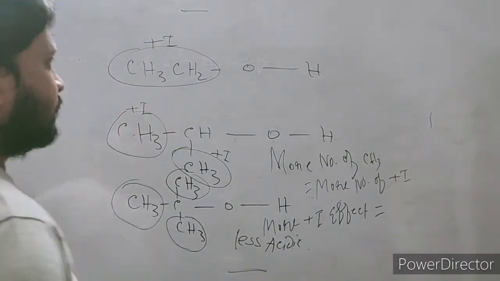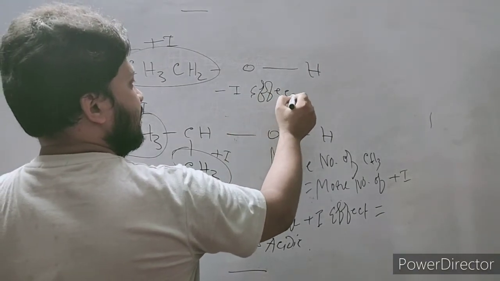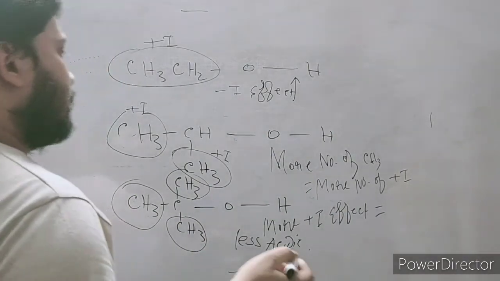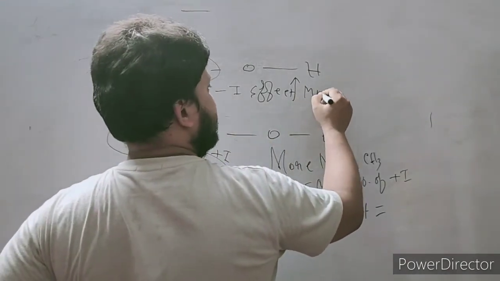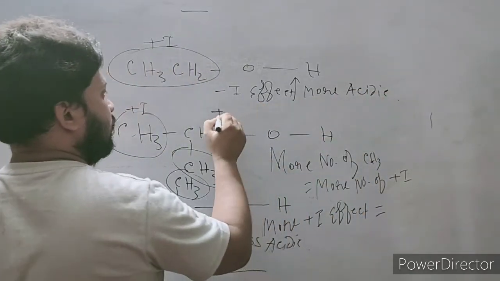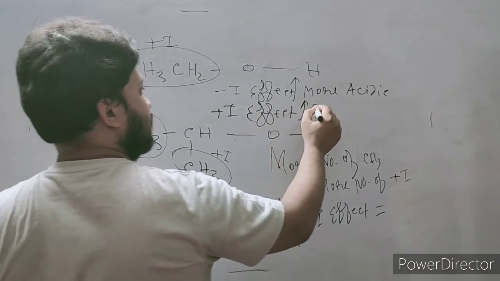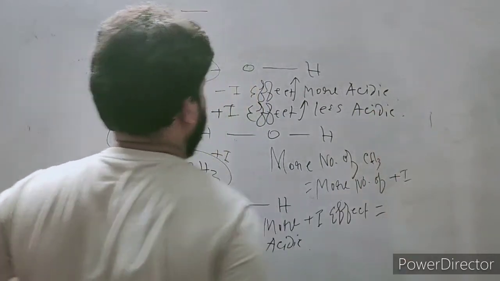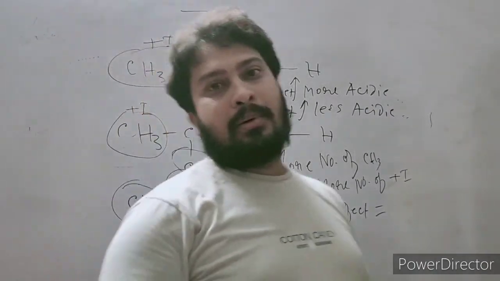So there is a conclusion: more number of minus I effect is equal to more acidic, or more number of plus I effect is equal to less acidic. That's all. This is all about the inductive effect.